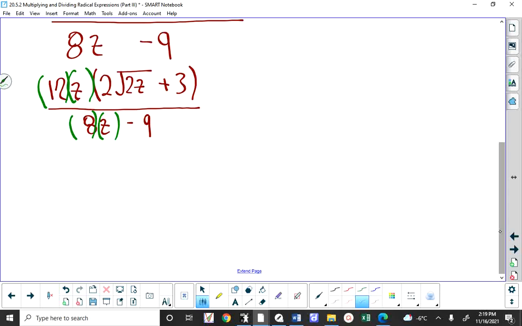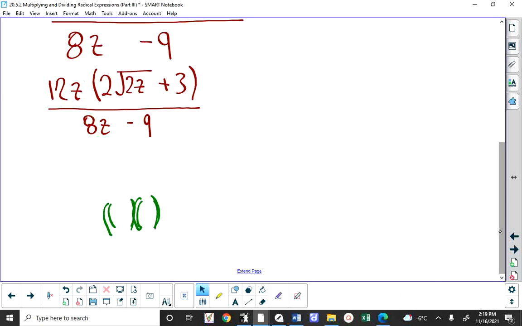So we're done. If you wanted to, I'm not sure whether you do or not, and I guess I'm telling you it's your decision. You could multiply the 12z through. But I don't believe there's anything to be gained by doing that. Factored is better.